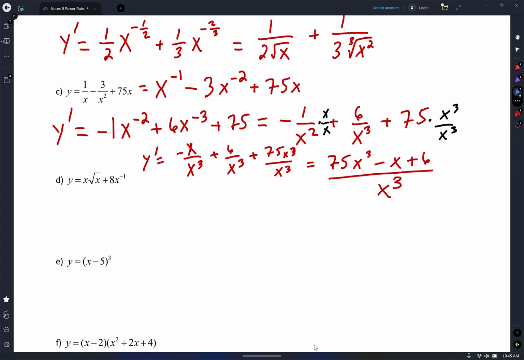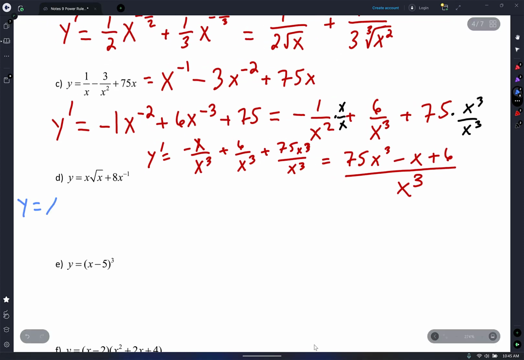Bam. Laws of exponents. So I'm gonna go real slow. I'm gonna do sky blue so I can differentiate from the top stuff because I might write a lot. So this is the same thing as x times x to the half plus 8x to the negative 1. I cannot use power rule just yet. Oh, wait. What is x times x to the half? Not x squared. We're gonna need to do laws of exponents, guys.